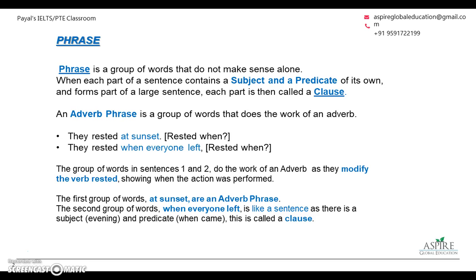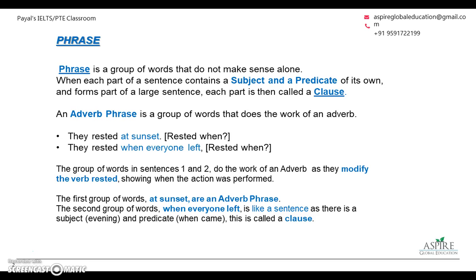A phrase is a group of words that do not make sense alone. Whenever you make a sentence, you have a subject and a predicate. For example, they rested at sunset. When did they rest? At sunset. So it's answering my question when. So this group of words does the work of an adverb. But do they make sense alone, at sunset? No. It does not have a subject or a predicate. So therefore, it is called a phrase.